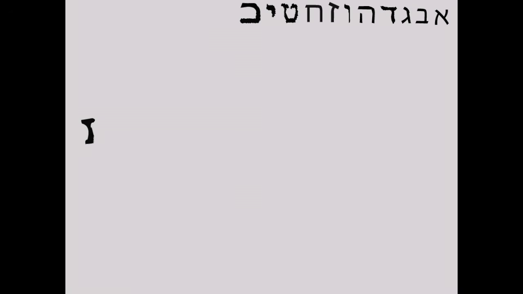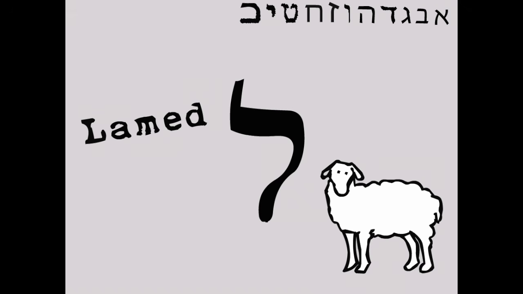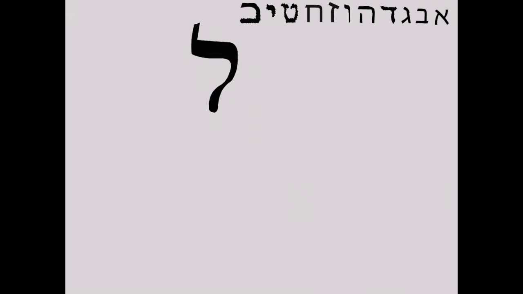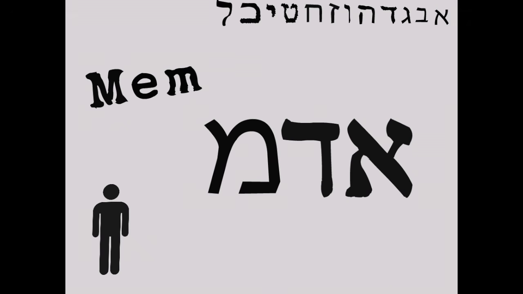The next letter is Lamed. Lamed makes an L sound, as in lamb. Next is Mem. Mem makes an M sound, as in man. Mem is also one of the letters which takes a final form when it is the last letter in a word. Mem's final form looks something like this. Mem.